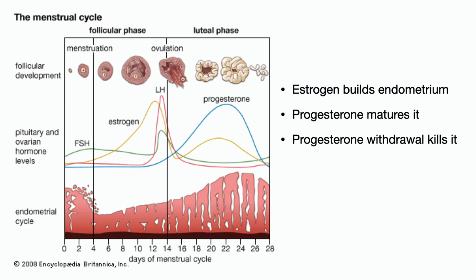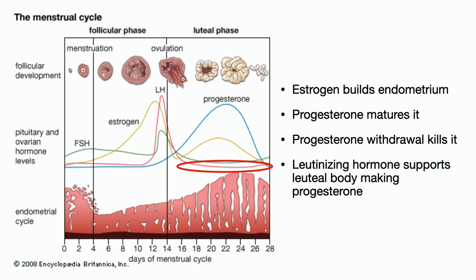And then the last thing I want you to know about here is that even though the LH levels in the luteal phase seem like they're really low compared to the LH peak, there actually still is some LH here. And this is what stimulates the luteal body to make the progesterone that we need for the luteal phase. That's why it's called luteinizing hormone. The luteinizing hormone supports the luteal body to make this progesterone.